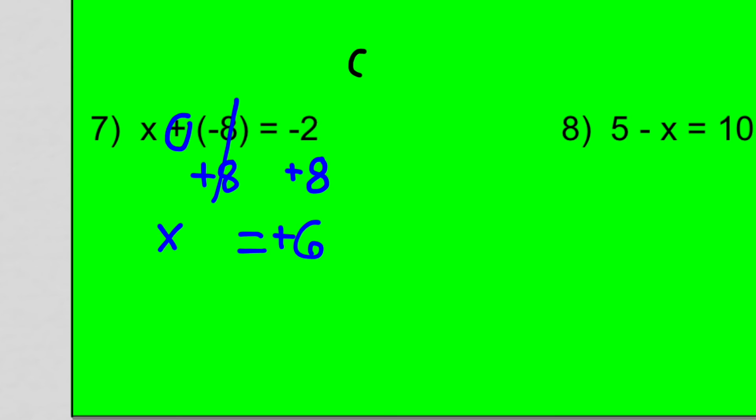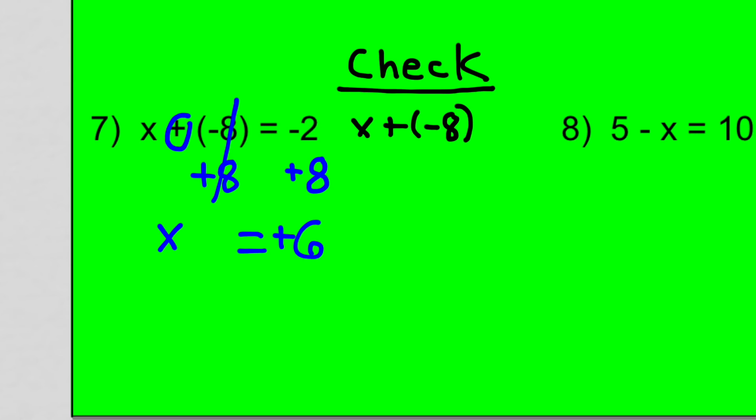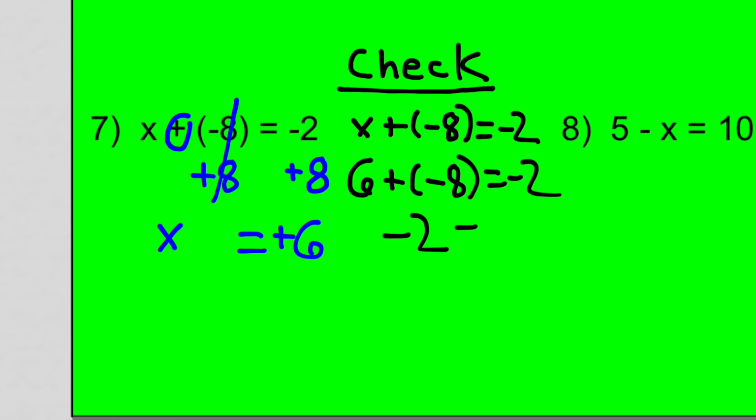When I do my check, I write down the original equation, x plus negative 8 equals negative 2. Replace my x with my answer, 6 plus negative 8 equals negative 2. Is this true? 6 positives and 8 negatives add up to negative 2. It is true. Check.